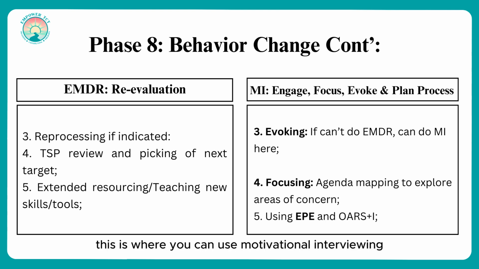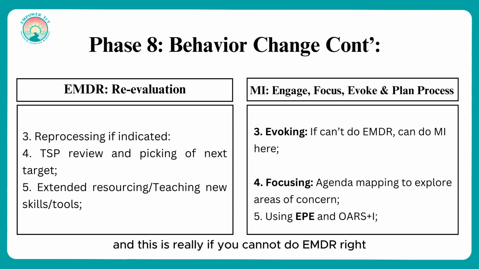This is where you can use motivational interviewing to help support them, again, through any ambivalence they might be having, helping them with the ruler questions to increase their level of commitment, their motivation, if they're regressing, right? And then focusing would be you going back to the agenda map that you might have developed. And if you haven't, then maybe this is where you would do it.